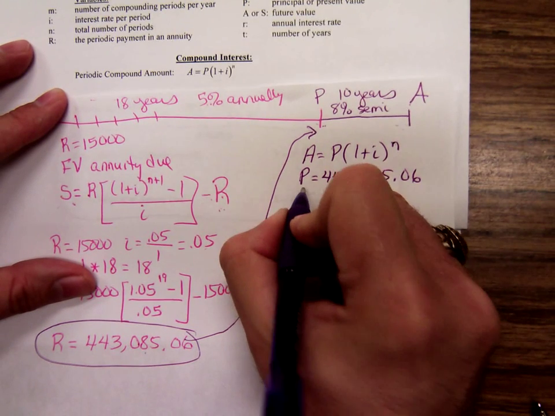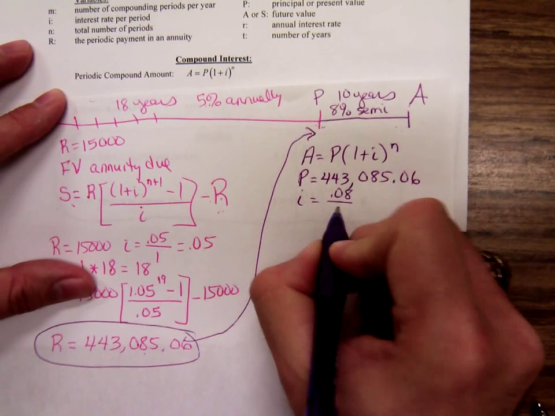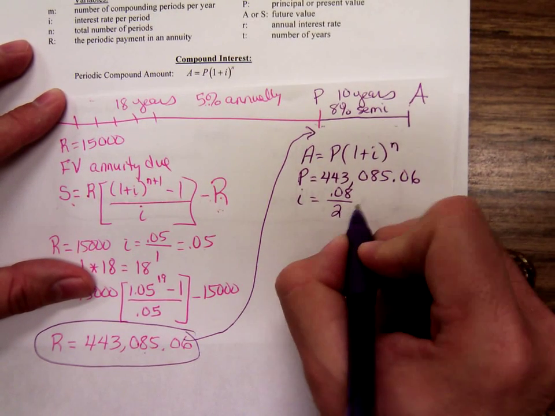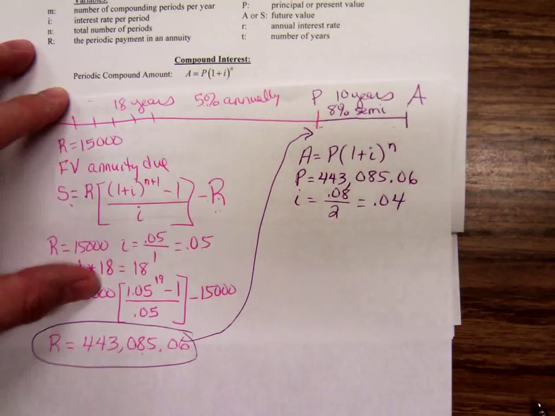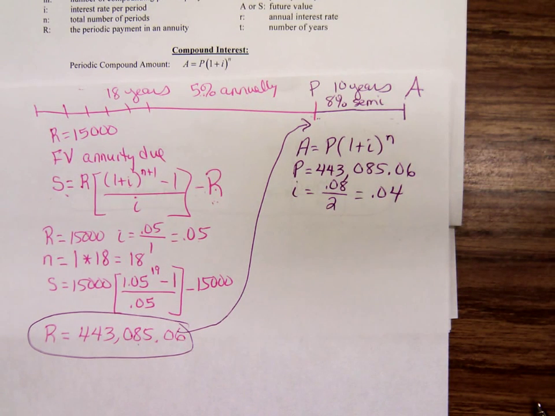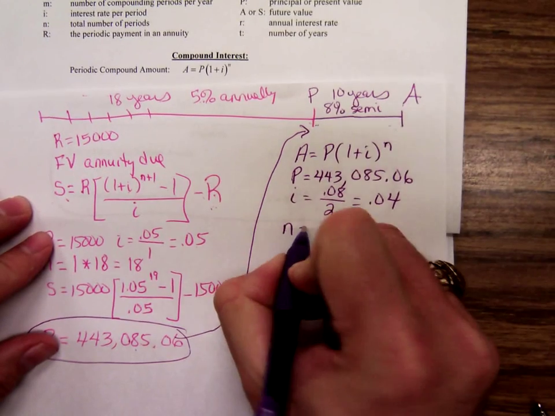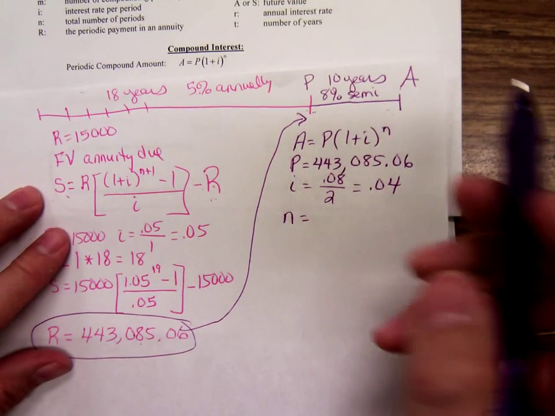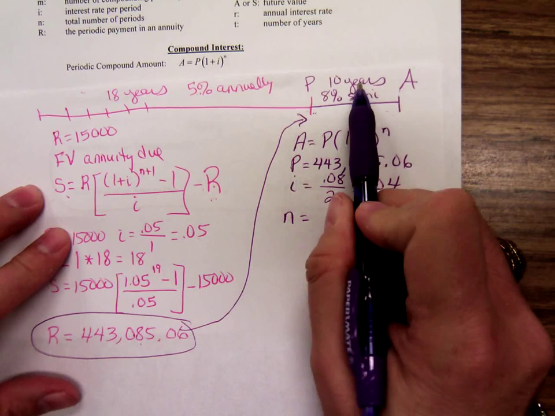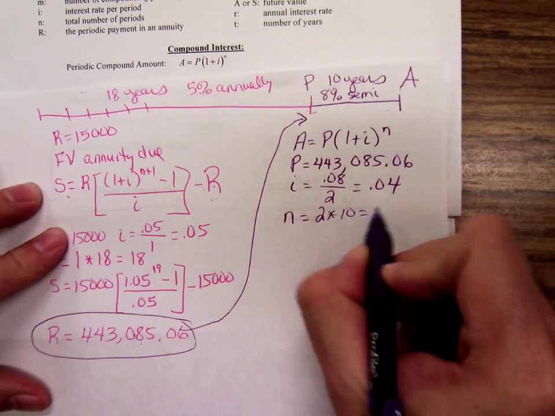For I, you divide 8% semi-annual, 0.08 over 2. There's 2 semi-annual periods per year. So that's like 4% for each 6-month period. Now, the total number of compounding periods you get by multiplying. How many semi-annual periods are there in 10 years? 2 times 10 is 20.